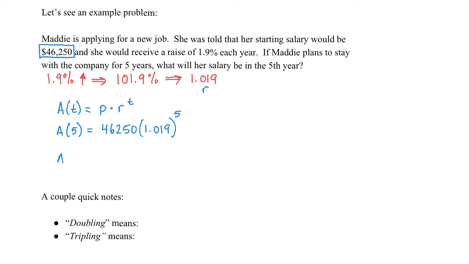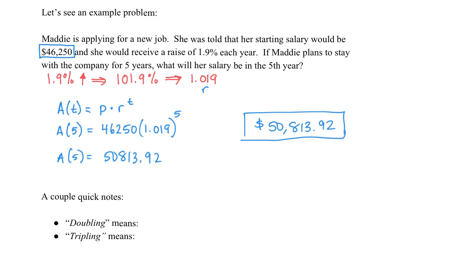And then we would go to our calculator, 46,250 times 1.019 raised to the fifth. I wrote this exact thing in my calculator. And when I did that, you should do it along just to make sure that you're typing it in the calculator correctly, I got 50,813.92. So her salary in the fifth year would be $50,813.92. And that's how exponential growth problems work.